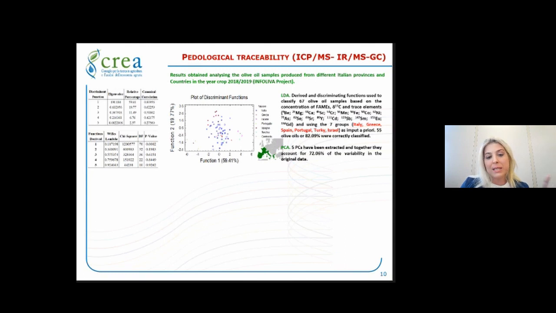I want to make sure that these data are just from one year, 2019. We are still trying to carry on and process all the data from the last crop year. Here, we achieved a discrimination between the olive oils from different countries just considering the fatty acid methyl esters, the FAMEs, the delta C with the IR mass spectrometry, and the trace elements with the ICP-MS.